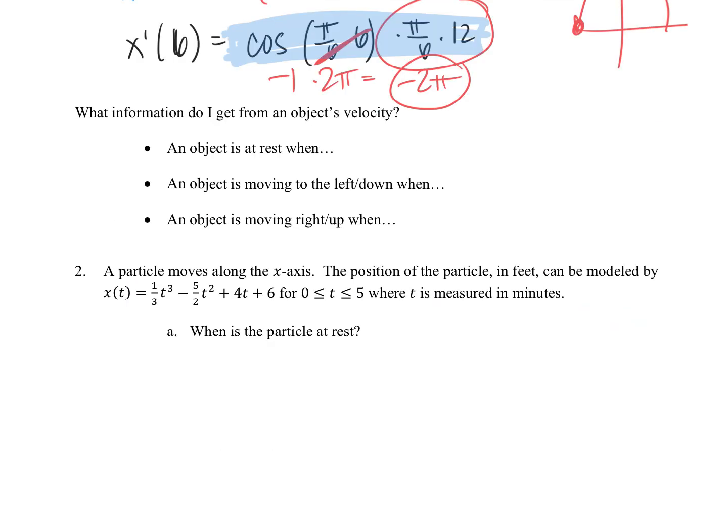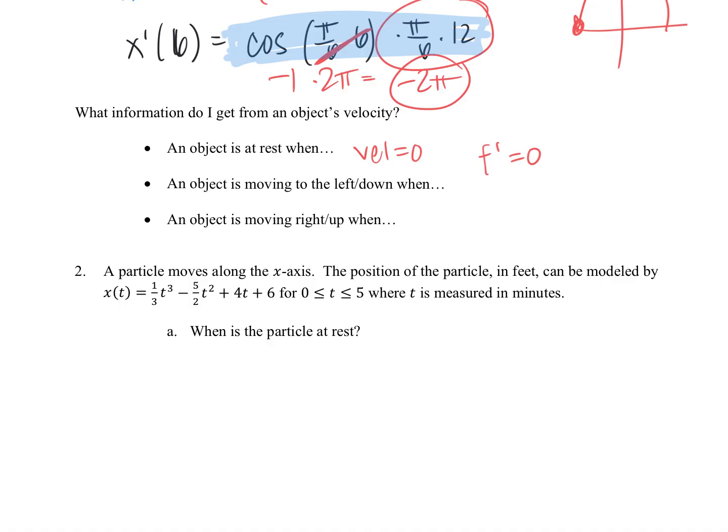What information do I get from an object's velocity? If I'm moving along, I've got some velocity here, and since I'm moving to the right, my velocity is positive. What's my velocity now? 0. So an object is at rest when the velocity is 0. How can I say velocity in terms of f, though? f prime is 0. Yeah, that's just another way to put that.